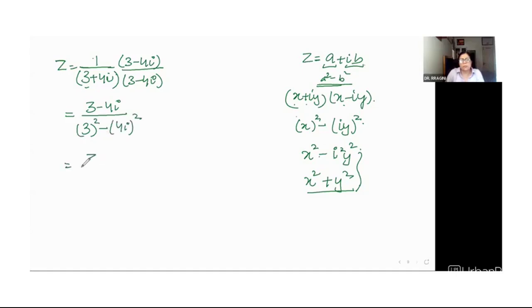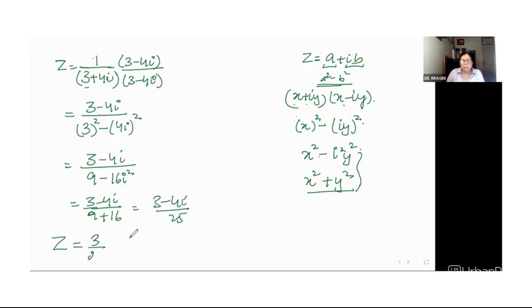This is a square minus b square. So a square is 9 minus 16 iota square. This is 3 by 3 minus 4 iota. Iota square is minus 1, so it becomes plus 16, right? This is 3 minus 4 iota by 25. So finally, we can express this in the standard form as 3 upon 25 minus 4 upon 25 iota. A plus ib, right?